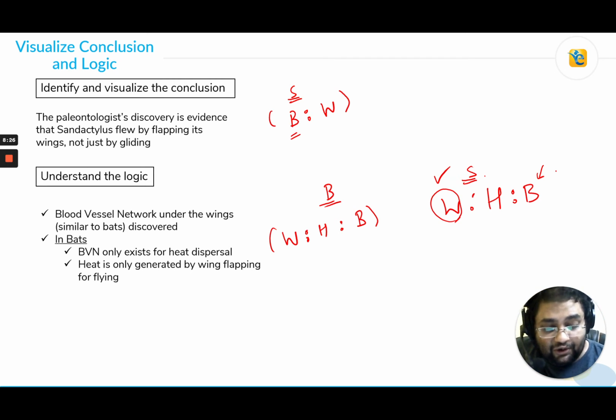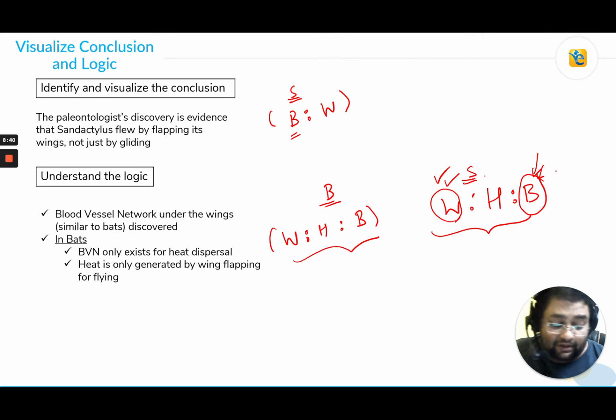So this is the core logic. The author assumes that what happens with bats, the same mechanism is applicable to Sandactylus. Therefore, once this was discovered, the blood vessel networks, it is proof that Sandactylus also flew by flapping its wings. This is the core logic at play here. So I hope this is clear.